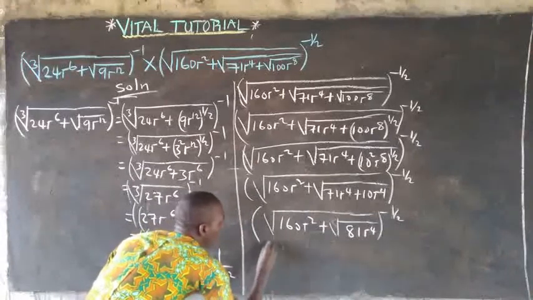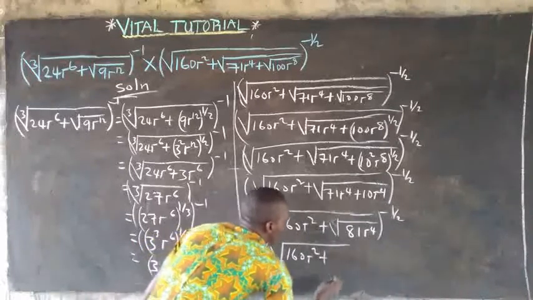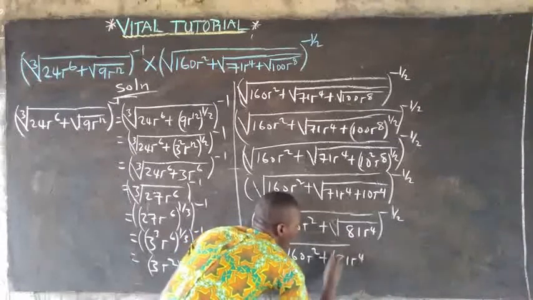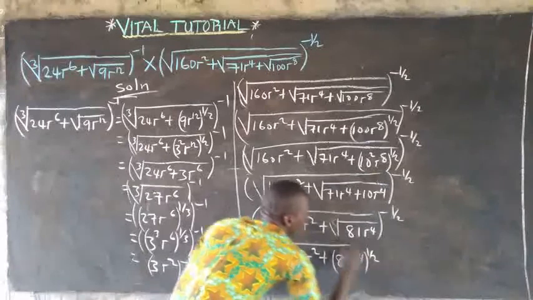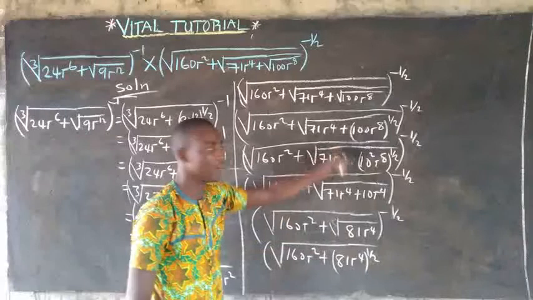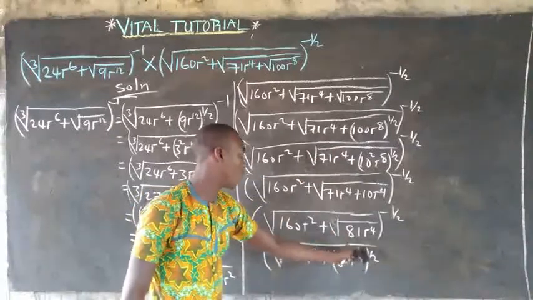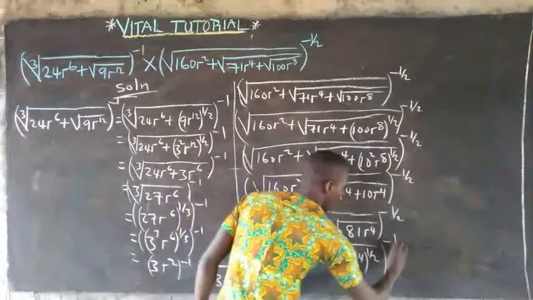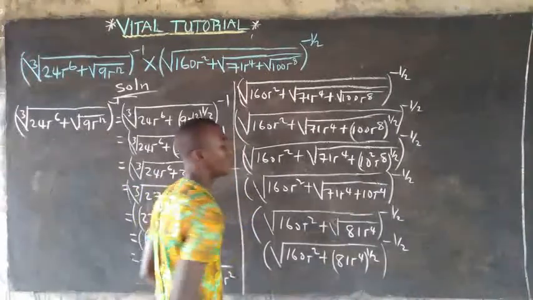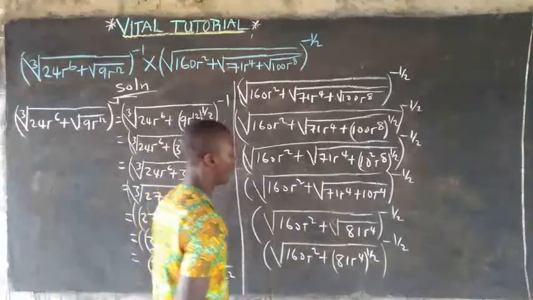So which is the square root of 160 r to the power of 2 plus 81 r to the power of 4. Everything to the power of 2. This minus will change to this. I hope you understand the same way we have been doing. So this will be 81 r to the power of 4, to the power of 1 all over 2, to the power minus 1 over 2. I hope you understand this. So this is 81. 81 can also be written as 9 to the power of what? 2. 9 to the power of 2.